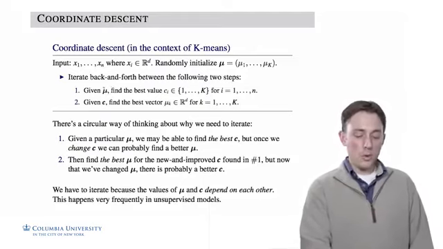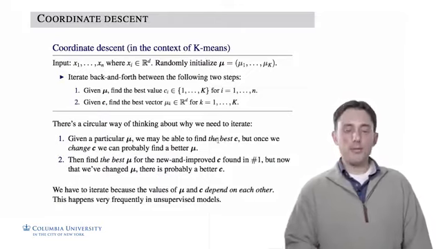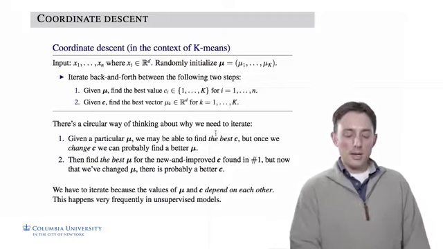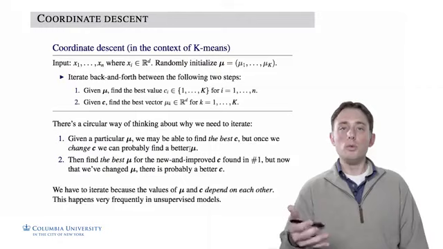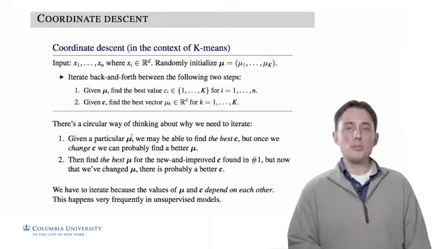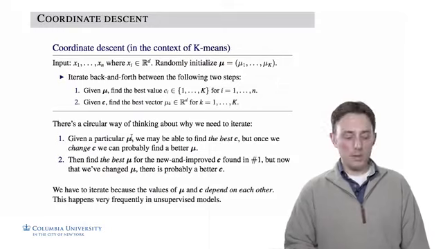So there's a circular way, if it's not obvious yet, why we need to iterate these two things. If you think about it, if we hold mu fixed, we can find the best cluster assignments in the vector C that minimizes the objective function for that particular mu. But once we change C, we can probably find a better setting of mu for that new setting of C. So the mu is updated. The C is the best C for the initial mu, but now that we've changed C, maybe there's a better mu that we can find.